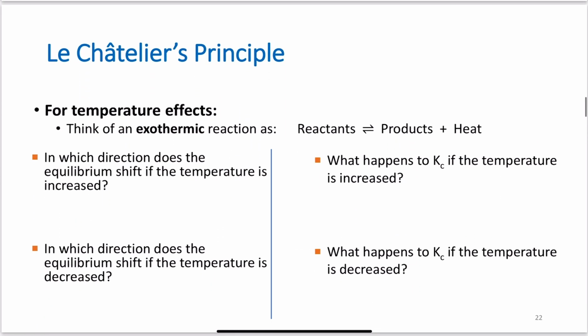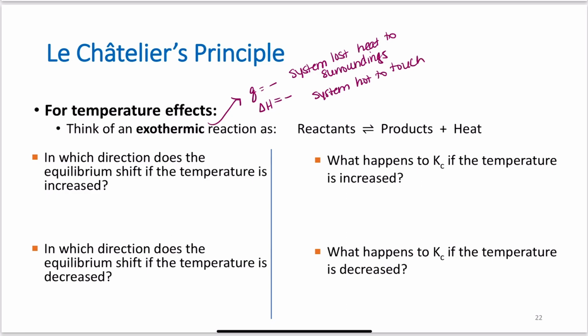If I have an exothermic reaction, again, exothermic, Q is negative, delta H is negative. The system lost heat to surroundings. The system is hot to touch. These are all ways to say that. I'm going to treat heat as a product. I'm going to write the heat in as a product in the reaction because it is producing the products and heat. So which direction does the equilibrium shift if the temperature is increased?